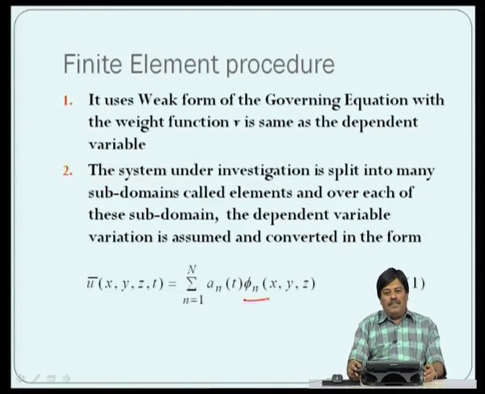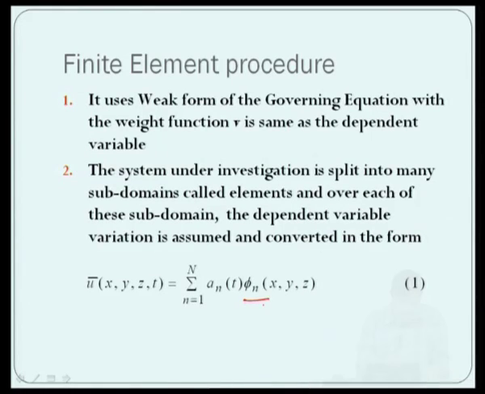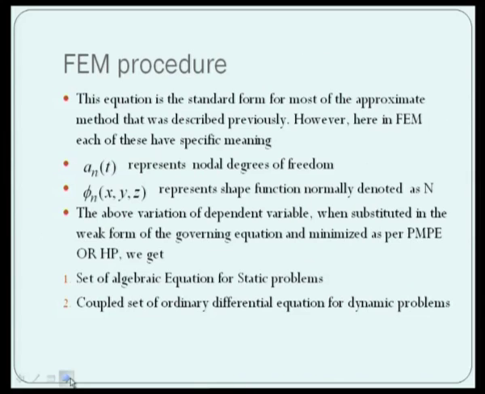So, the system under investigation is split up into many subdomains which we call elements, and each element has a number of nodes. Over each of these subdomains, the dependent variable is assumed in a certain form of a series which is given here by equation 1, where a n of t and phi n have certain meanings. Let us see what these meanings are.